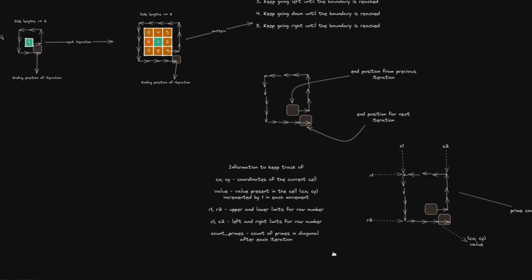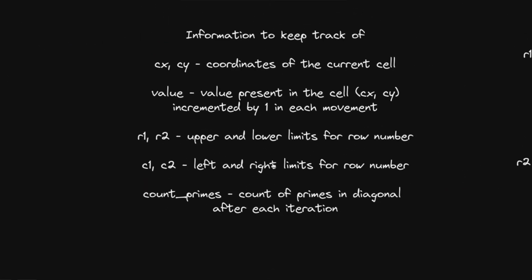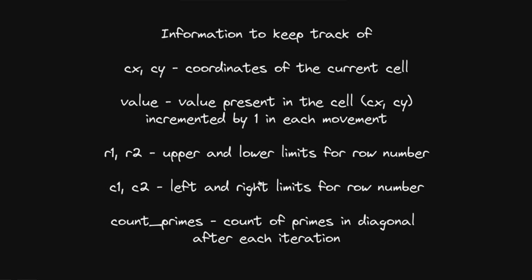So let's see what all information we need to keep track of to know the number of primes and what is the current cell that we are at, and to essentially perform the entire simulation one after the other. So first of all, we need to know what is the coordinate of the current cell, Cx, Cy, then the value in that cell. So if we are going to move from one cell to the other, we are essentially incrementing the value by 1 because we are stepping 1 ahead of the current cell, and the values are sequentially ordered, hence the value will be incremented by 1 in each movement.